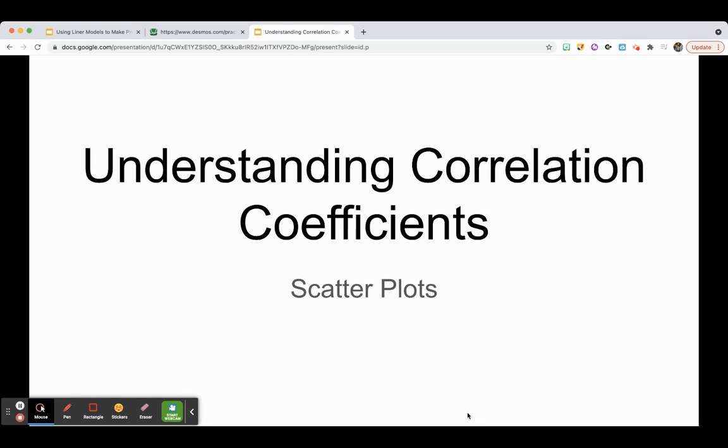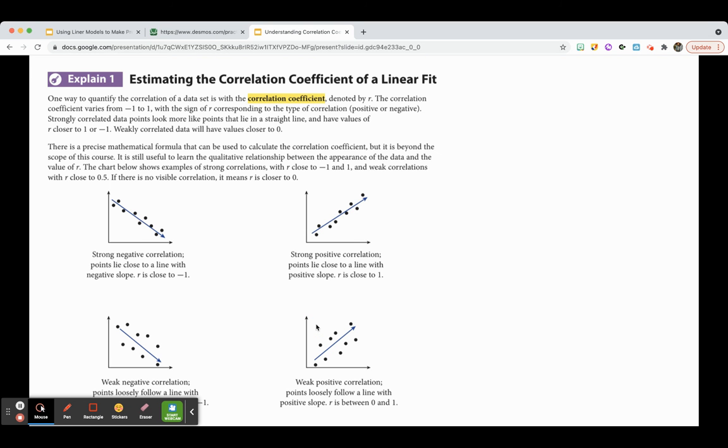Okay, Math 1. In this particular video, we are looking at understanding correlation coefficients. So what in the world does that mean? We have a little bit of a textbook definition here: estimating the correlation coefficient of a linear fit. Of course, our linear fit is that line of best fit that's going through our scatter plot and trying to meet and match our data as best as possible.